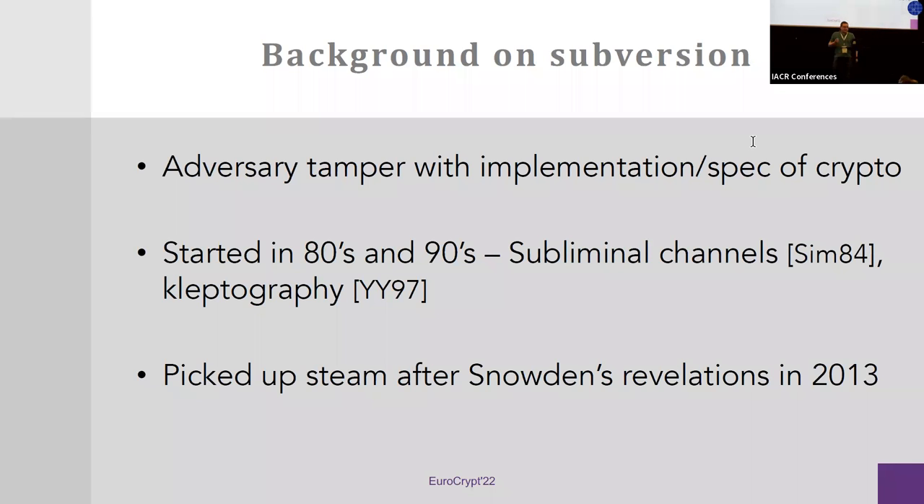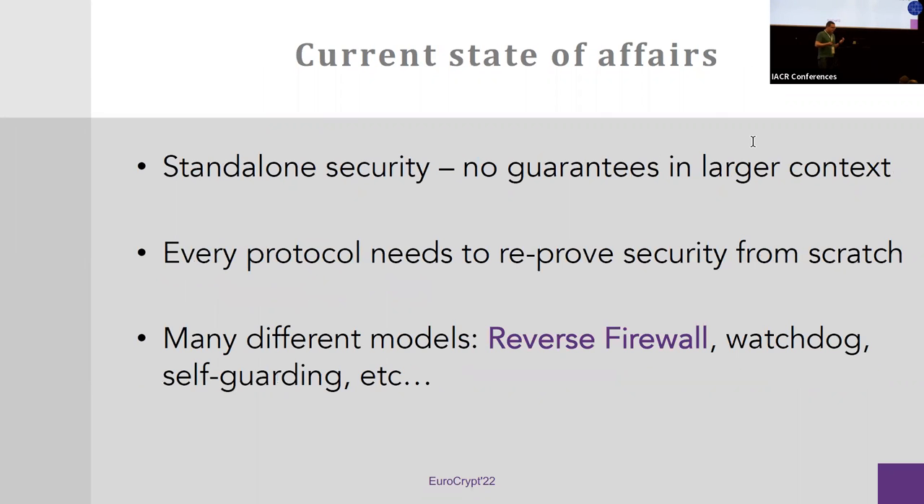First, a little background on subversion. This is about the setting where there is a very powerful adversary that is able to tamper with the implementation of the honest parties in a protocol, can replace the party or change the specification and do all that. This actually started back in the 80s and 90s, but it really picked up more steam after Edward Snowden's revelations about intelligence agencies putting this type of attack forward, and other players. So this took off almost 10 years ago.